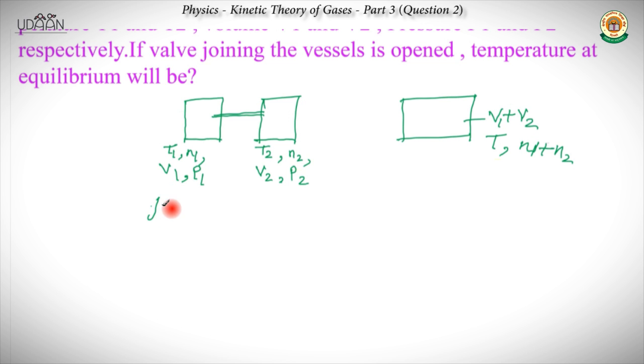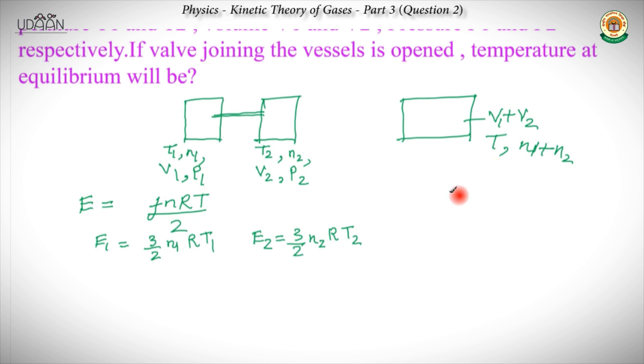So the energy was F nRT by 2, where F is the degree of freedom. Write that as internal energy. For the first vessel we have E1 equals 3 by 2 N1 R T1. For the second we have E2 equal to 3 by 2 N2 R T2, and for the final one we have 3 by 2, the total number of moles N1 plus N2, whole into R, whole into T. Because we don't know this T, let's just assume it as T.